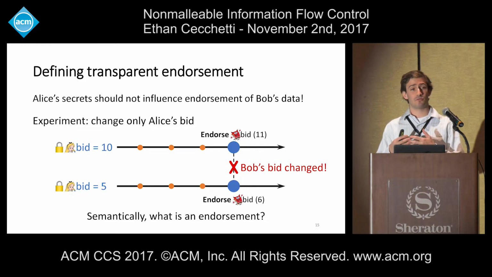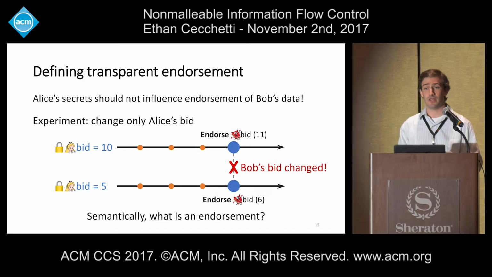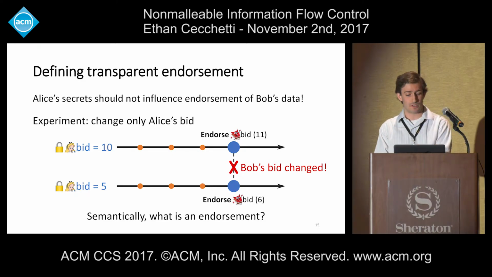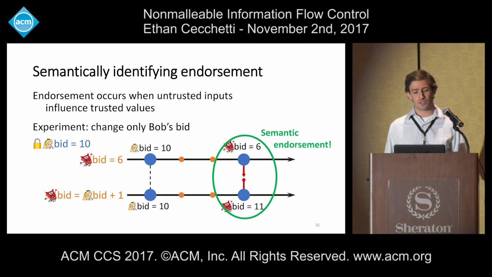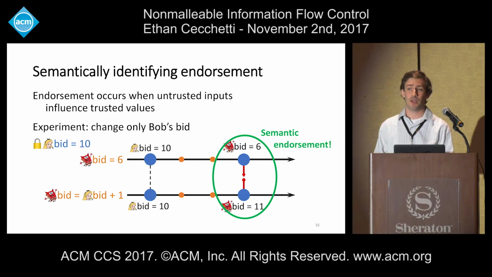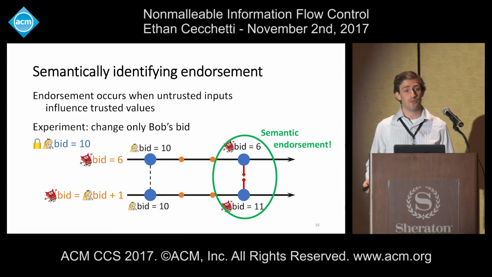Unfortunately, we can't just look at a single trace that has values and information flow labels and see an endorsement occur. We just know how trusted and secret information is. We don't know that this was a specific point of endorsement, so we need a way to semantically identify when an endorsement occurs. And to do this, we recognize that the point of an endorsement is to take untrustworthy information and make it more trustworthy. And so this means that we can identify a semantic endorsement when an untrustworthy input influences a trustworthy value.